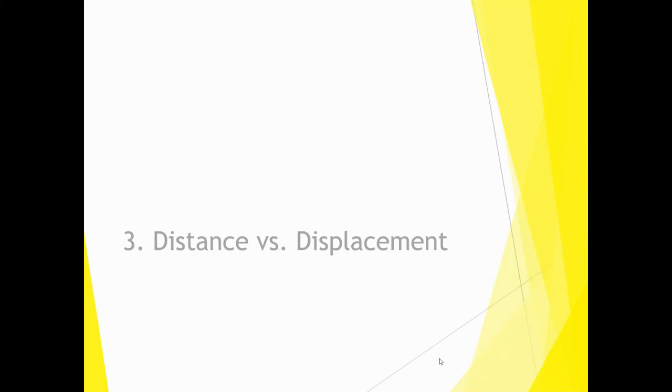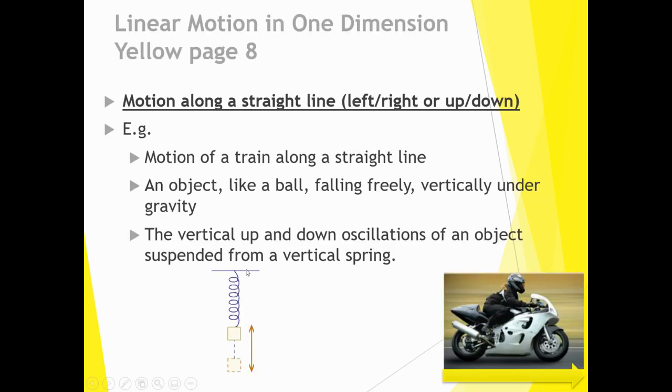So now we're going to talk about distance and displacement. You may remember from last time I pointed out in the table that distance is a scalar and displacement is a vector. And we're going to talk about that in a little bit more detail now. So you are going to be on page 8 in your yellow packet taking notes.